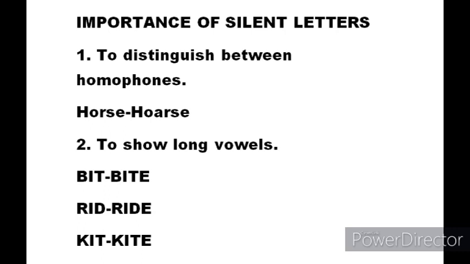Okay, then the second point, to show long vowels. For example, in the first class itself I have explained that. First, B-I-T, bit. Next one is B-I-T-E, bite. Here in bit, the vowel is pronounced as a short vowel sound. In bite, the E is silent, but it makes the I a long vowel, bite. So it is a long vowel sound.